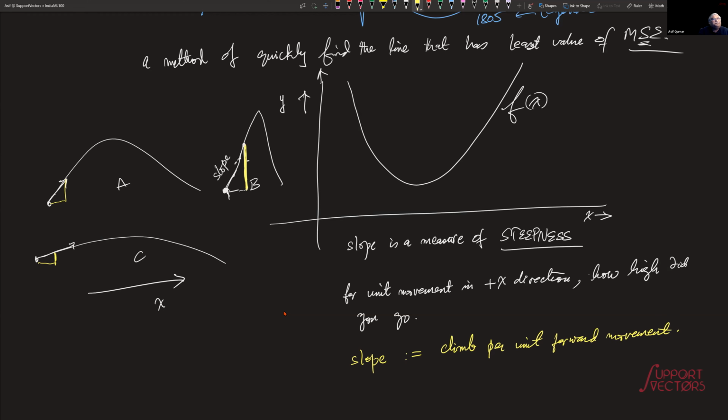How much did you climb? That's a definition. And slope is basically the idea, then you build a little bit of simple mathematics around it. And you also call it the derivative, the slope of a function.